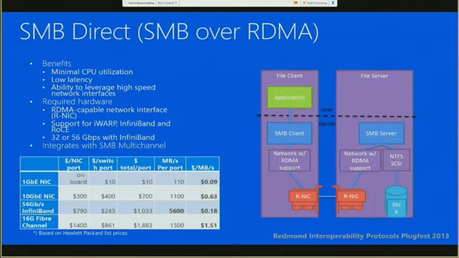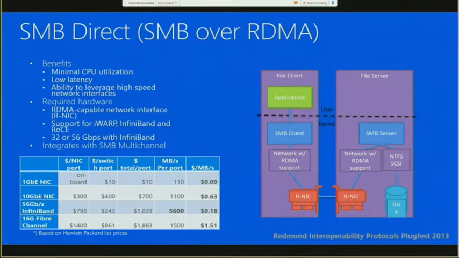10 gig Ethernet, which is becoming the standard. If you have to buy a NIC, a dual port NIC is usually around $600. So I put the cost at $300 per port. At a switch port, if you look at what the 48 or 64 port switches go for, it breaks down to about $400 per 10 gig port. So we're looking at $700 per port adding switch and NIC. You can transfer about 1,100 megabytes per second. That puts the cost at 63 cents per megabyte per second of usable bandwidth.